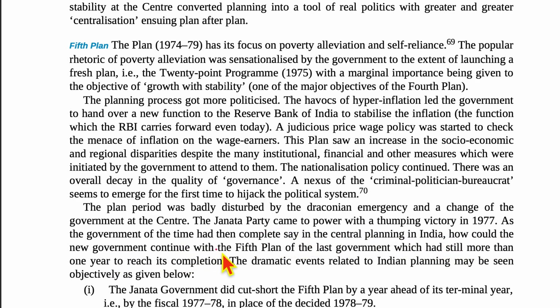How could the new government continue with the fifth plan of the last government, which had still more than 1 year to reach its completion? The dramatic events that led to the Indian planning may be seen objectively as given below.